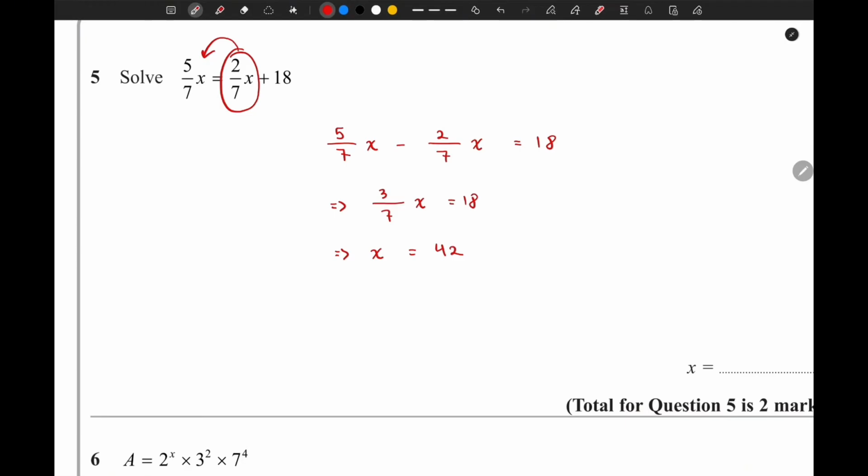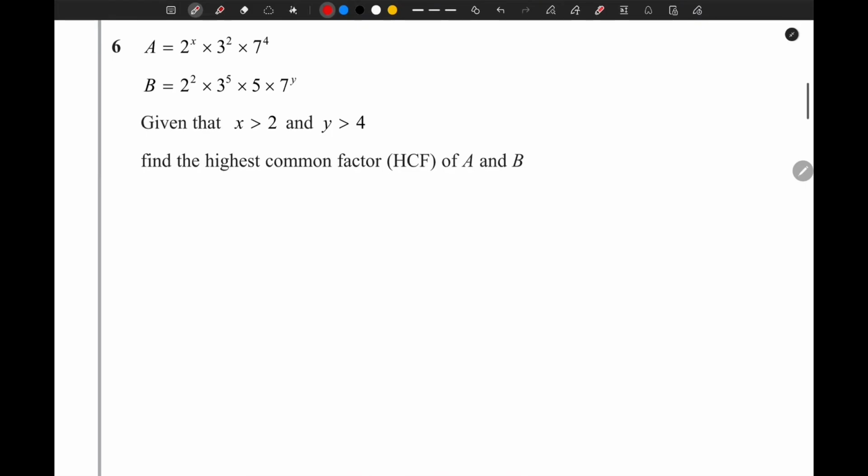Now in the next question, we are given two different numbers, number A and number B, and we need to find the HCF of A and B. So let's first write down these values. A can be written as 2 to the power x times 3 to the power 2 times 7 to the power 4. And B can be written as 2 to the power 2 times 3 to the power 5 times 7 to the power y times 5. Now in order to get the value of HCF, we need to find the things in common between them.